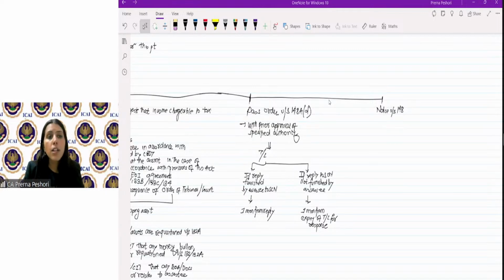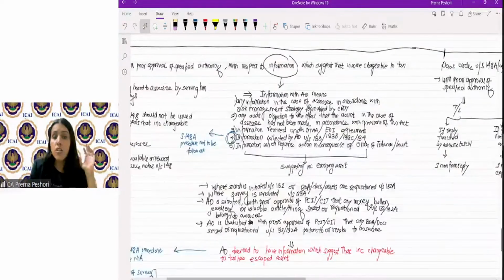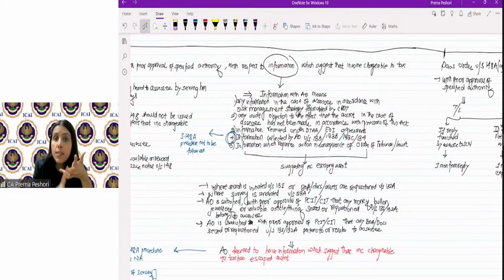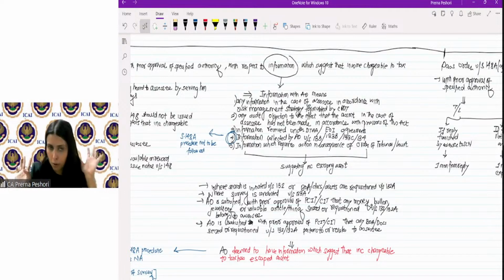Okay. So what I was saying is, first the AO has the information. Which information? The information of any assessee in accordance with risk management strategy, any audit objection, information received under DTAA, information collected by AO under 133, 133B, C, 134, information which requires action in consequence of an order of tribunal or court. In these cases, the inquiry needs to be conducted, except for information collected by AO under 133, 133B, C, 134. In case of the deemed information, where the search is conducted under 132, where survey is conducted, where AO is satisfied that money or jewelry belongs to the assessee or the books of accounts relate to the assessee, in these cases, except for survey, the 148A procedure need not be followed. This will be deemed to be information which suggests that income chargeable to tax has escaped assessment.